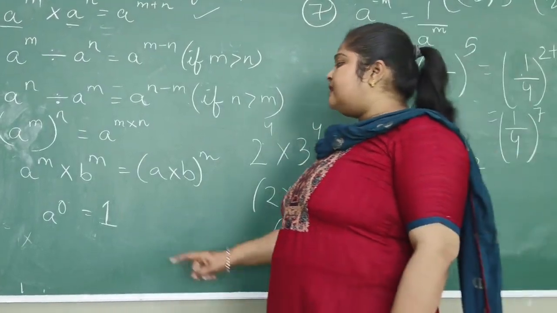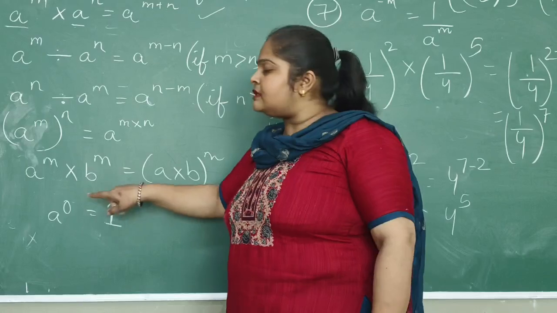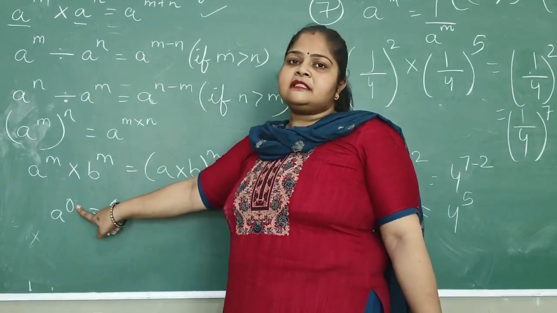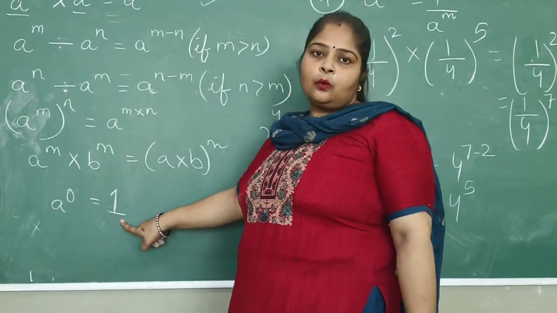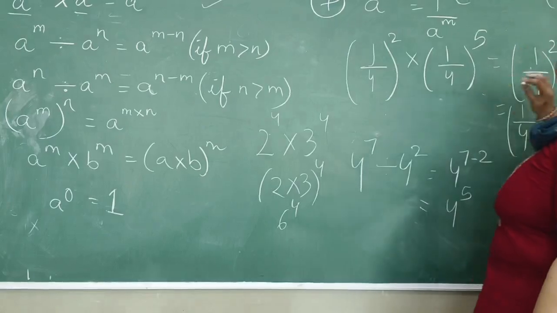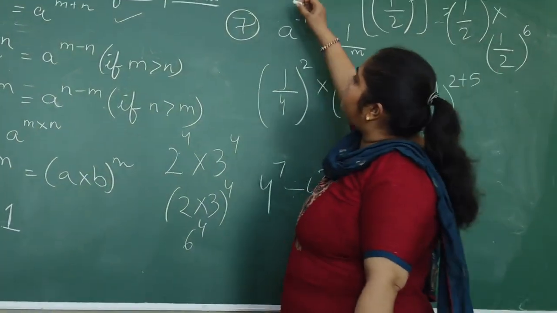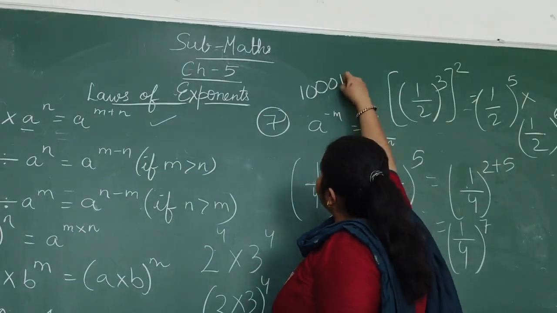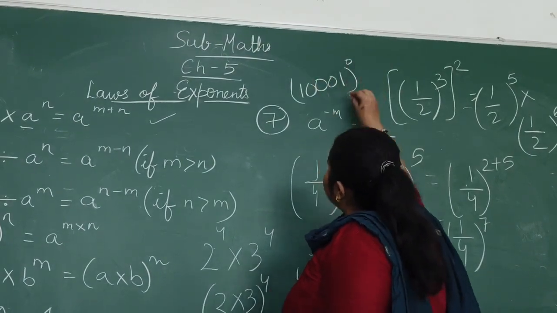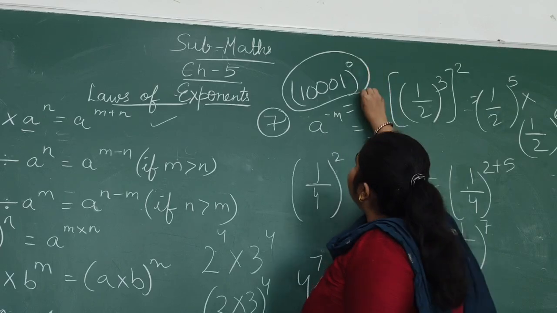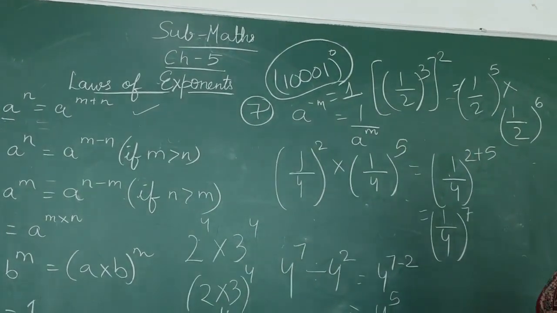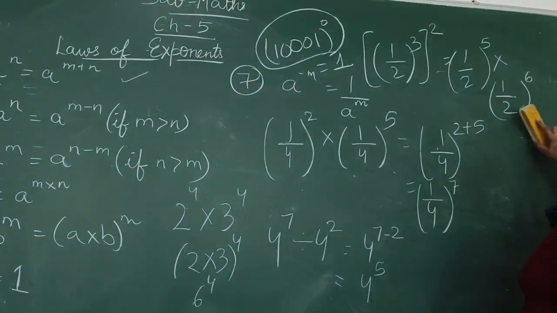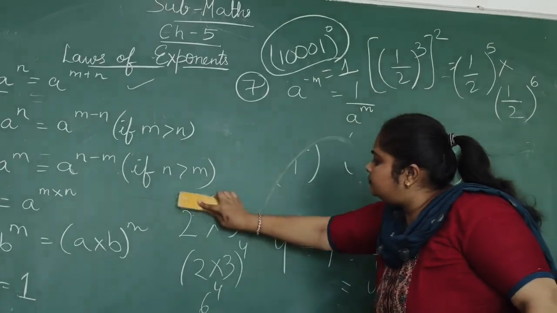Okay, and this is a very easy and important law, that if any base has the power 0, it simply implies 1. Anywhere, if any big number, let's say 1000, has the power 0, simply in place of this whole number you will directly write 1, nothing else. Okay, then the last law is written here.